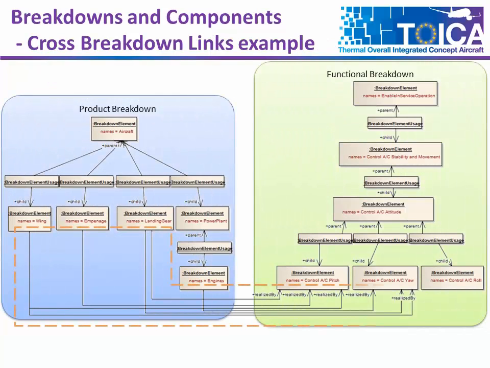This shows two breakdowns, and although not included on the diagram for clarity, they are of different types. The product is on the left and the functional is on the right. It includes the breakdown element usage objects to show the structure of the breakdowns. Also shown in dotted lines are the links between the elements where one element is realized by another.